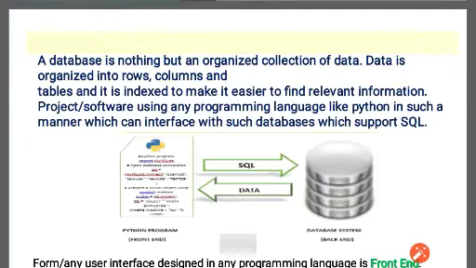Now what is a database? First of all, we will learn. A database is nothing but an organized collection of data, as you all know. And what is data? Data is a raw fact, and data is organized into rows, columns and tables, and it is indexed to make it easier to find relevant information. So this is all about a database.